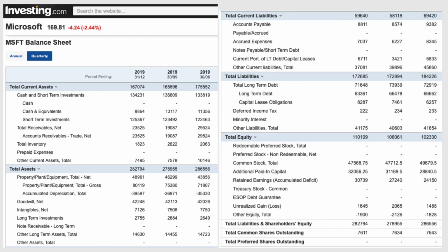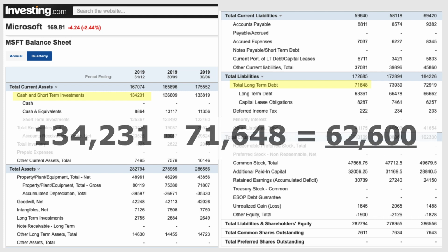Take Microsoft stock as an example. Its cash and short-term liquid investment stands at 134,000. Its long-term debt stands at 71,000. Therefore, by subtracting 134,000 by 71,600, we derive a net cash value of 62,000. But do note that for a large company like Microsoft, these numbers are of course in millions, and this gives us a net cash value of 62 billion.